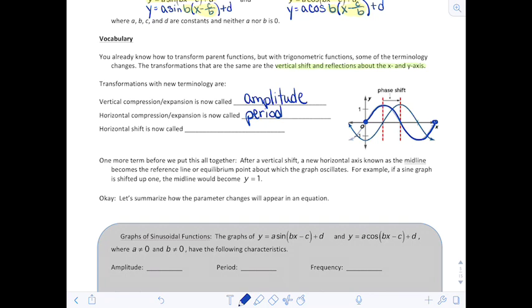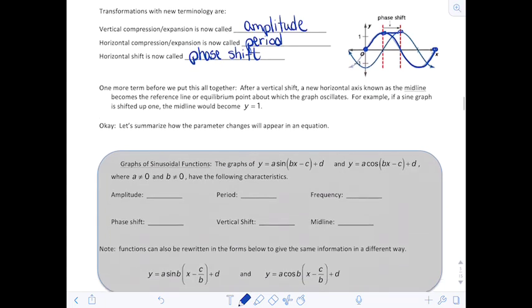The horizontal shift is now going to be referred to as a phase shift. Again, if you look at the diagram on the right, a phase shift is how far we shift until it's the same point in the other graph.